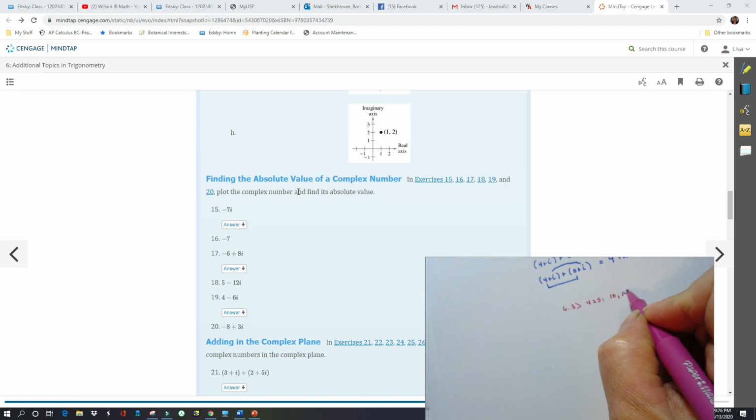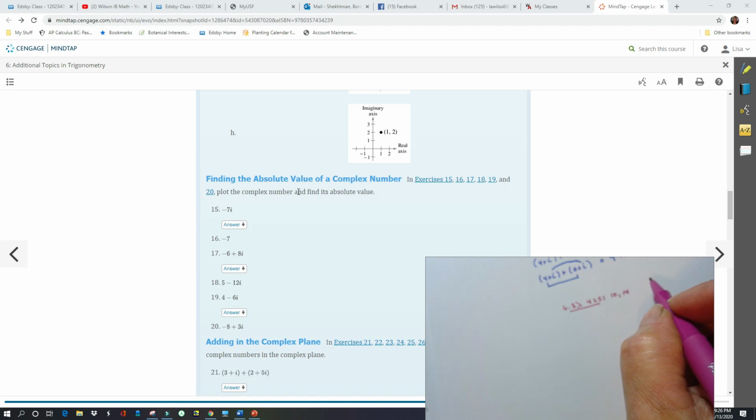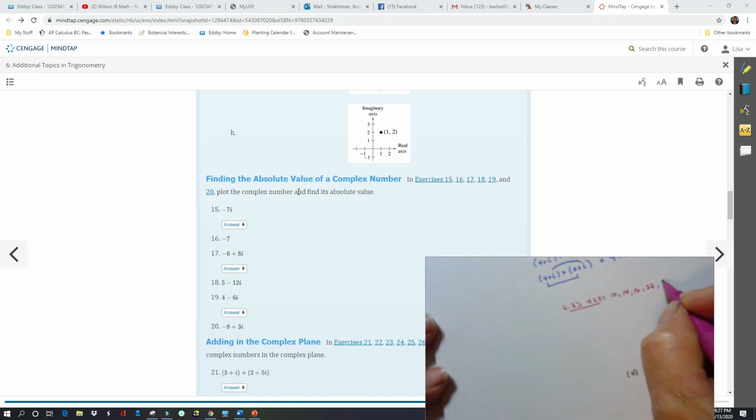number 14, number 16, number 22, number 34, 36, and 40.